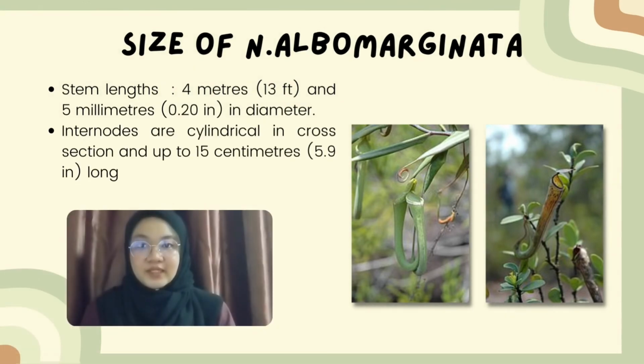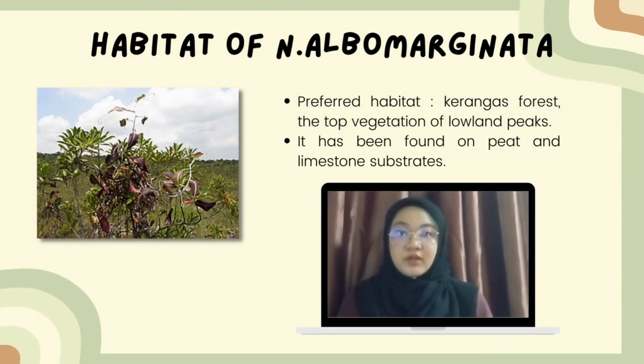Nepenthes albomarginata is a climbing plant. The stem may reach a length of up to 5 meters and is up to 5 millimeters in diameter. Internodes are cylindrical in cross-section and up to 15 centimeters long. Its preferred habitat is kerangas forest. However, it has also been observed in the top vegetation of lowland peaks. It has been found on peat and limestone substrates.